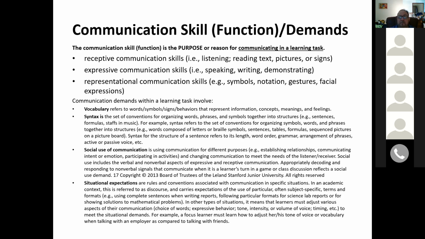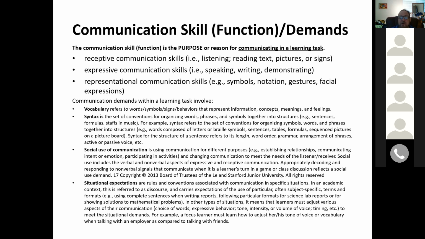So communication demands within a learning task would involve vocabulary, syntax. Syntax is the set of conventions for organizing words, phrases, and symbols together into structures. In other words, how do we put sentences together in English or social studies? How do we write out a formula in science and math? How do we write music? The correct ways to do that is what we call the syntax.